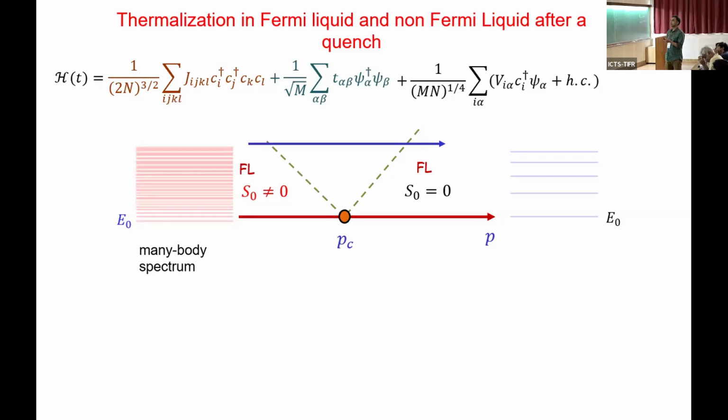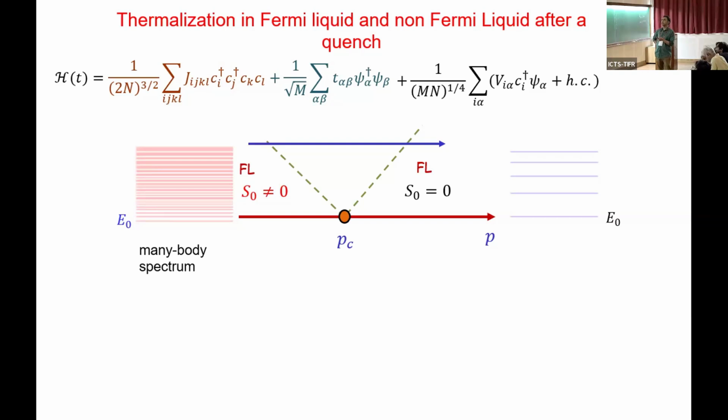The question I'm going to ask is, as I started saying originally, can you distinguish Fermi and non-Fermi liquids using thermalization rate? One thing we saw, though I didn't discuss it in detail, is that the Lyapunov exponents could distinguish them. Here what I'm going to do is look at the full non-equilibrium evolution and try to see what happens.